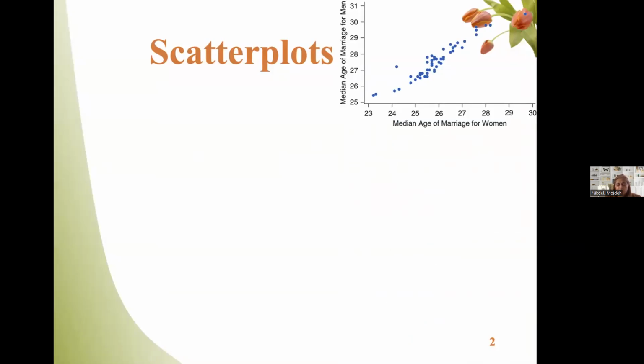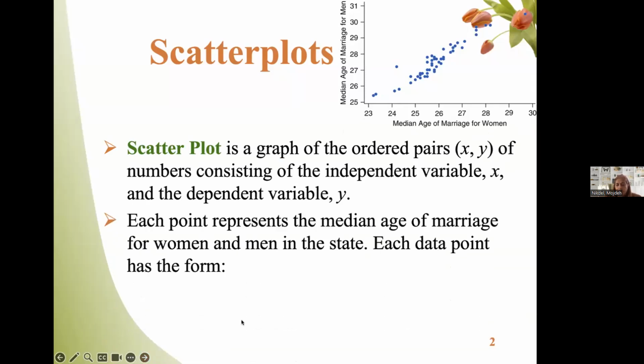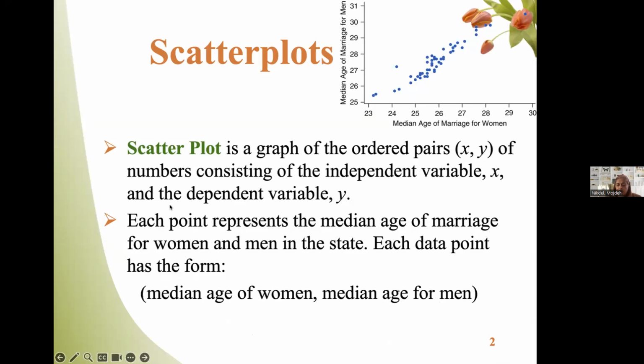Okay. So what is a scatter plot? It's a graph of a bunch of ordered pairs where the independent variable is X and the dependent variable is Y. For instance, in this example, the X represents median age of marriage for women, and the Y represents the median age of marriage for men.